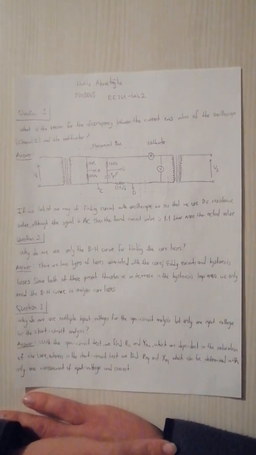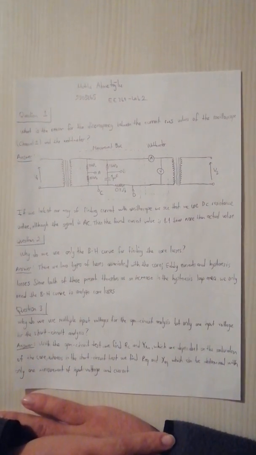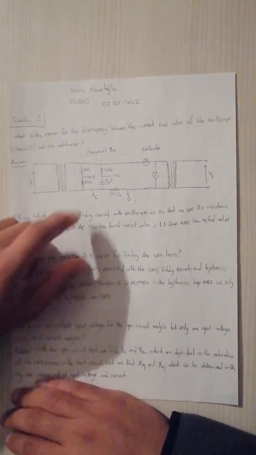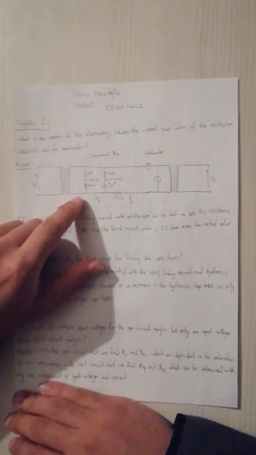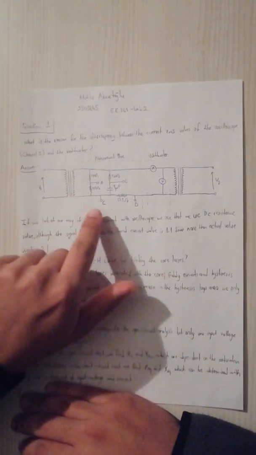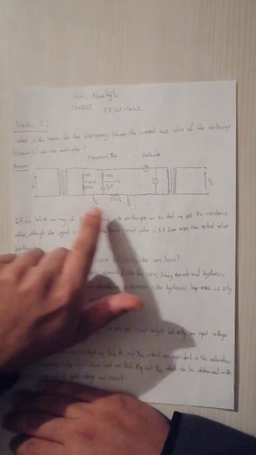Let's start with the first question. It asks, what is the reason for the discrepancy between the current RMS values of the oscilloscope and the wattmeter? And let's see the circuit schematic here. The oscilloscope measures the current through the ports C and D. C is ground and D is the channel 1 port.